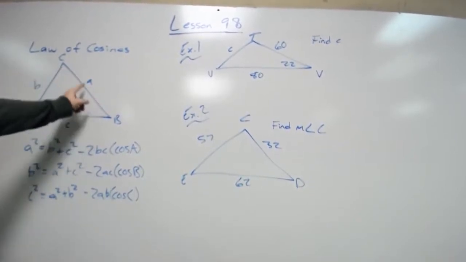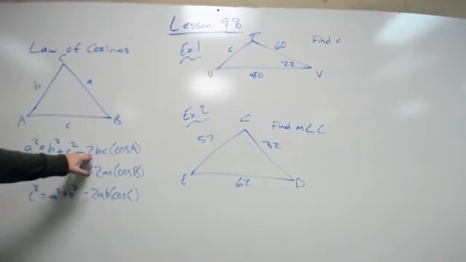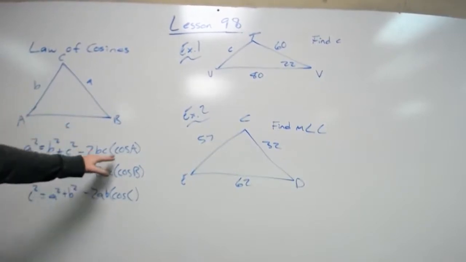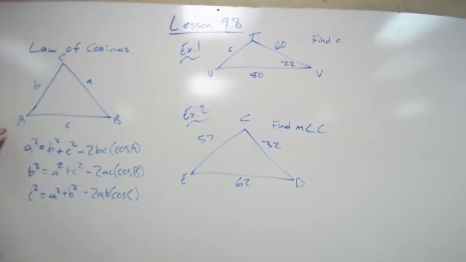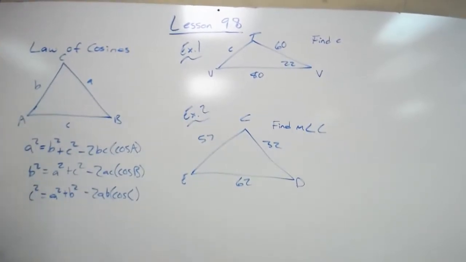if we're trying to find a squared, it equals b squared plus c squared, that kind of looks familiar from the Pythagorean theorem, minus 2 times bc times cosine of A. The other two formulas are all the same. It just switches the letters depending on which variable you're solving for. This looks like a lot, but when you think about the concept, it's not too complicated.